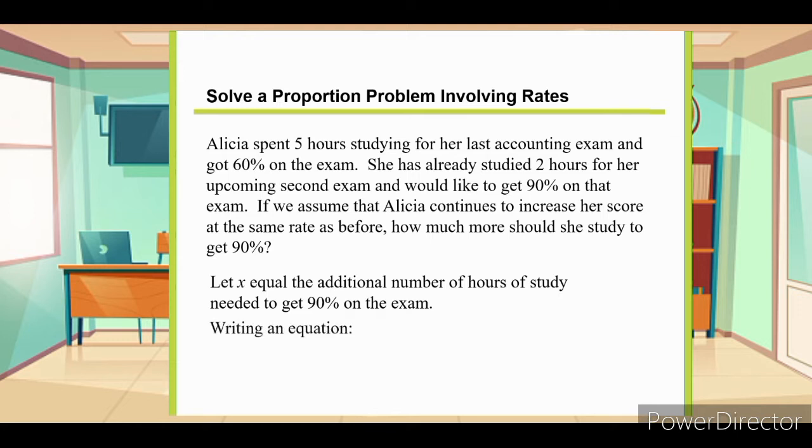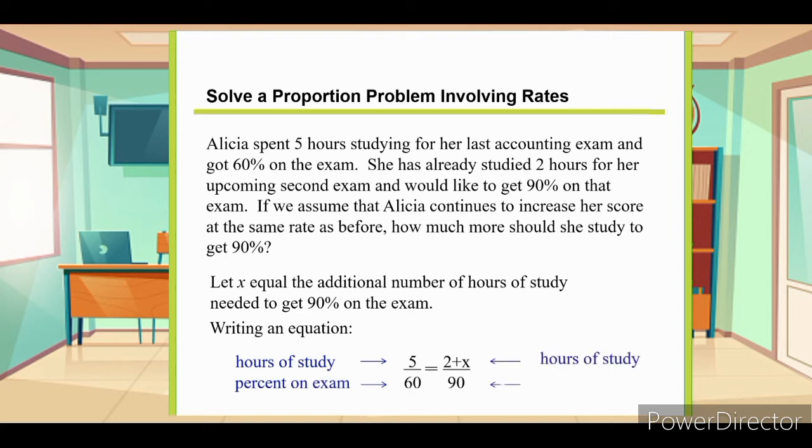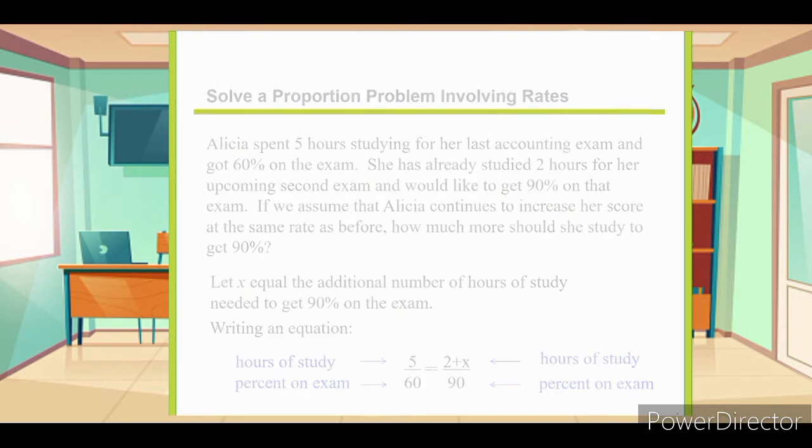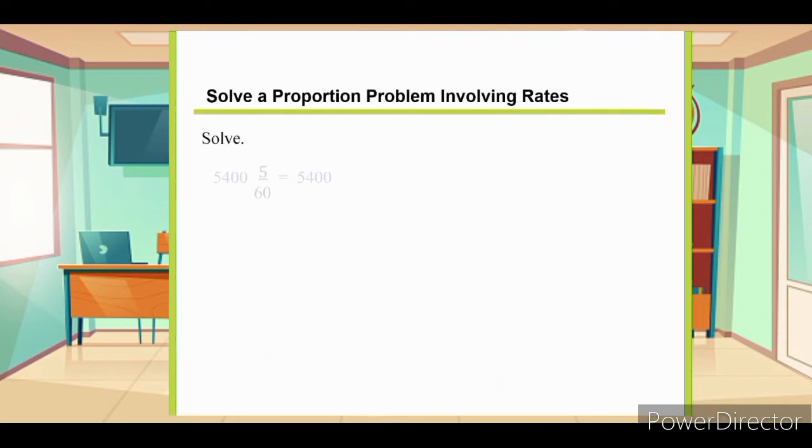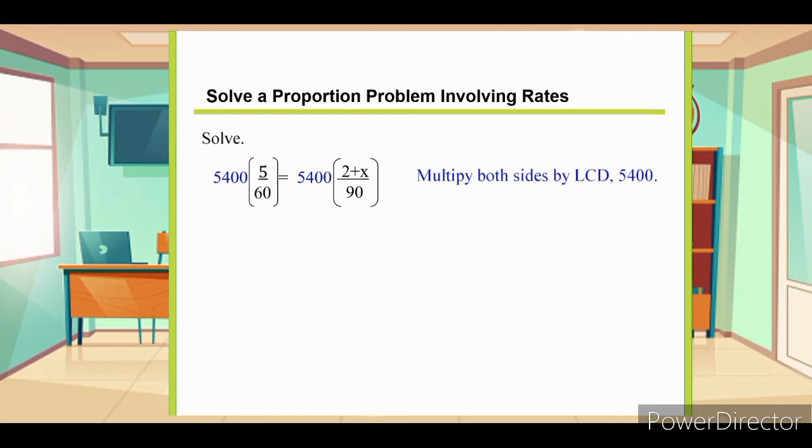So, the equation will be 5 over 60 is equal to 2 plus x over 90, where 5 is the hours of study and 60 is the percent on exam, and 2 plus x is hours of study and 90 is percent on exam. The LCD of these two fractions is 5,400. Let's multiply both sides by the LCD 5,400 and we will get 450 is equal to 120 plus 60x.